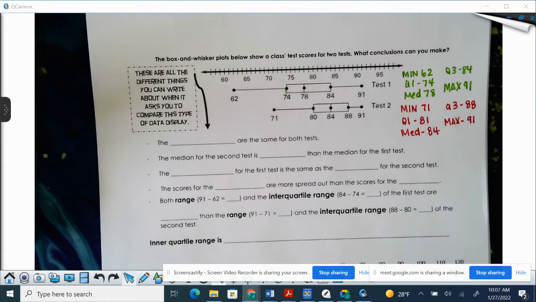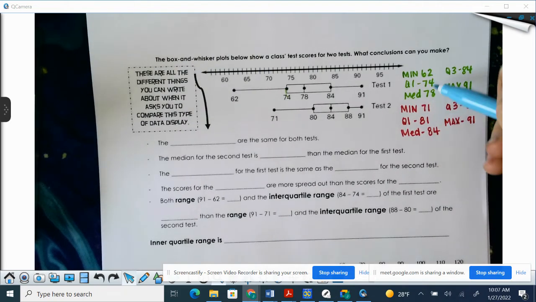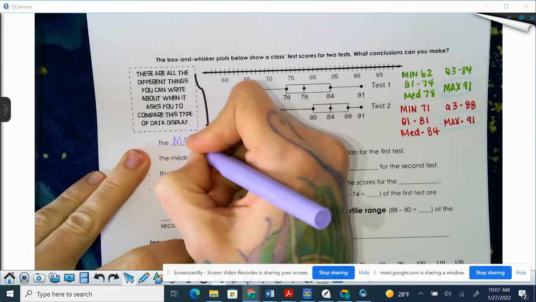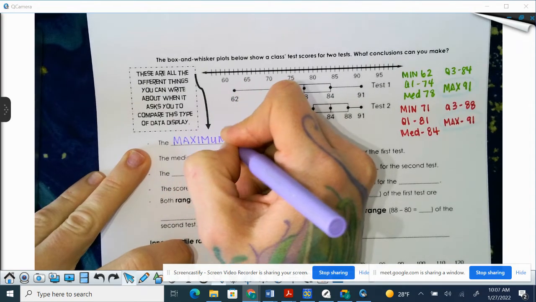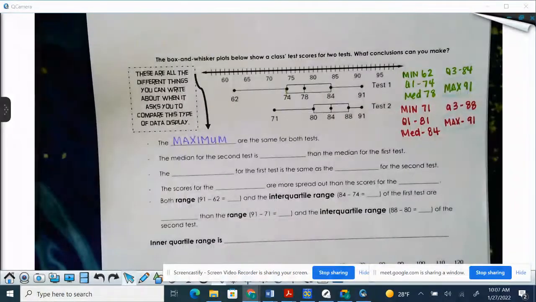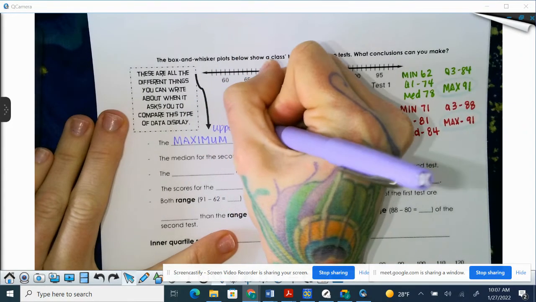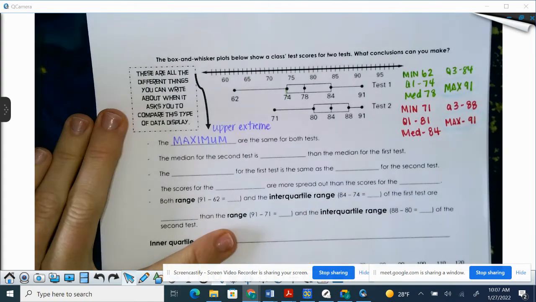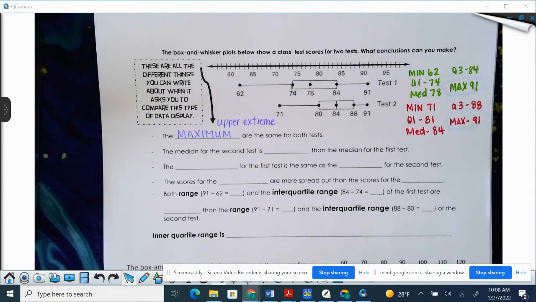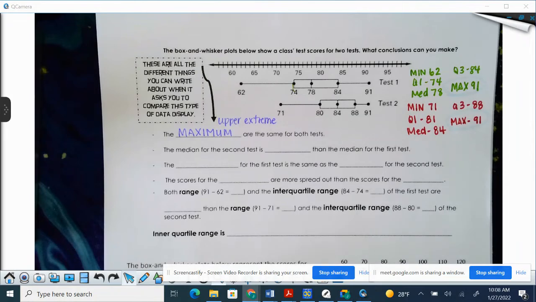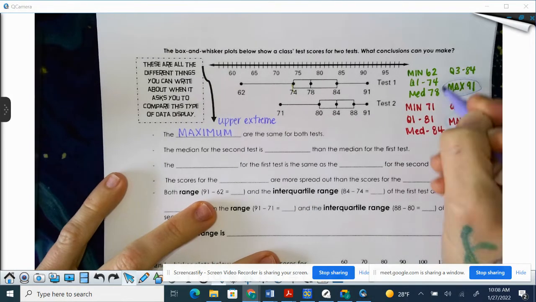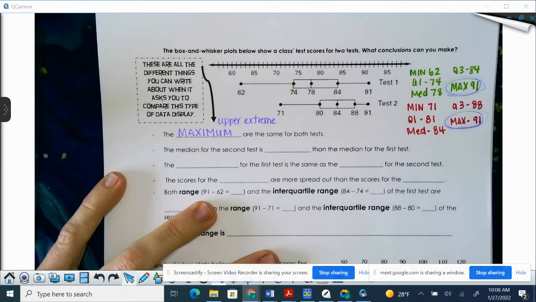So if I'm looking at it, the mins are not the same, the Q1s are not the same, medians are not the same, Q3 is not the same, the max test score is the same for both tests. So the maximum, which they'll also call the upper extreme. Vocabulary is a huge deal in Math 1 because, like I said, the computations are the same for math or 8th grade math, but they'll ask it with different words or ask it in a different form. So upper extreme is maximum.